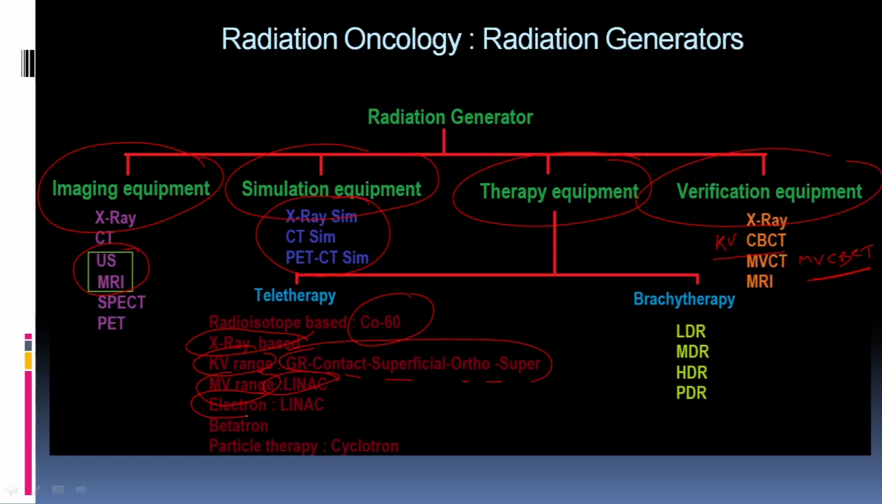We also use sometimes electron beam therapy. They are also produced from linear accelerator. We use betatron, we use particle therapy, and they are coming from the cyclotron.